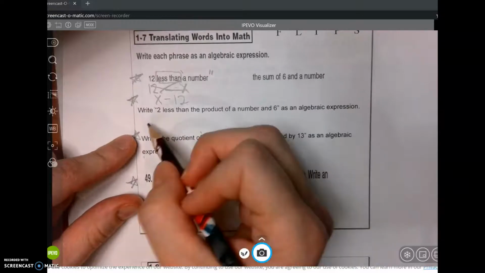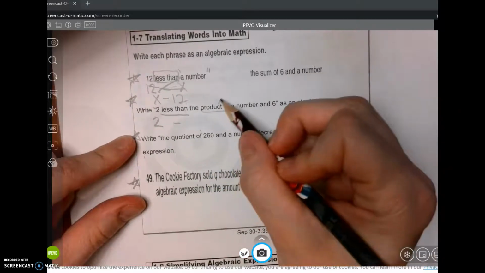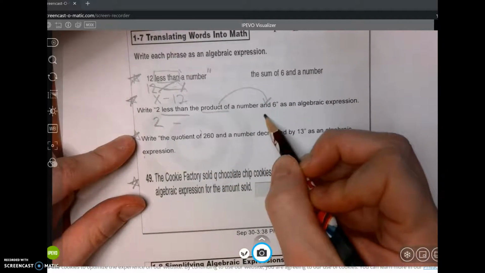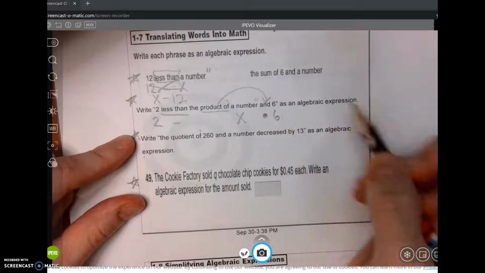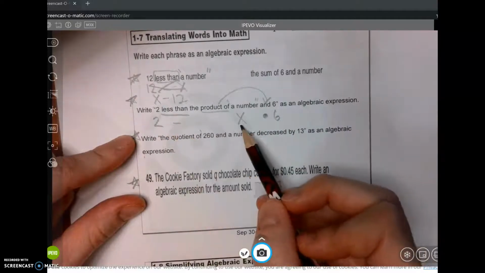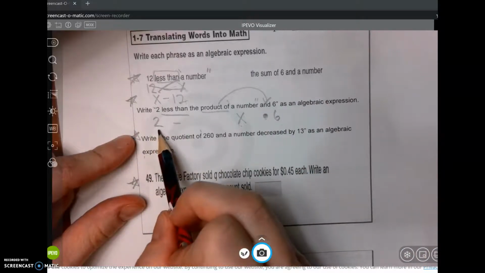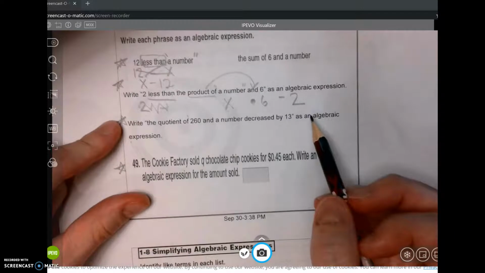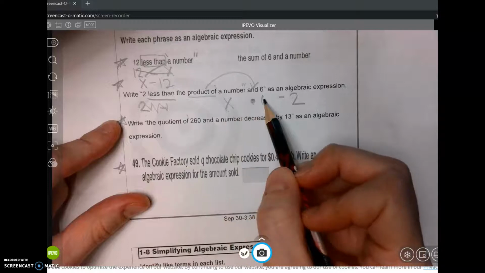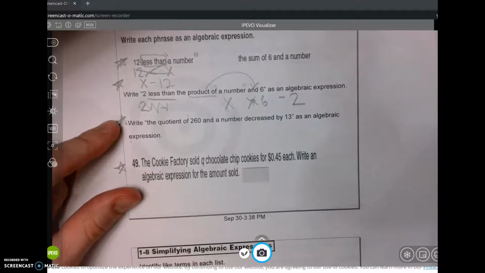Okay, next one, just go left to right. 2 less than the product of a number, which I'll call x, and 6. Product means multiplication. So 2 less than the product of a number and 6, and then less than means flip it. So I'm going to take this 2 and flip it over there. My final answer is x times 6 minus 2. I could have these touching, I could have a multiply sign there. Just x times 6 needs to be there, or 6 times x. It means the same thing.